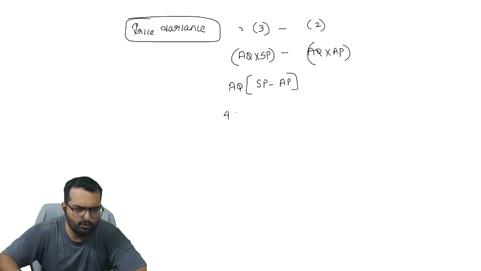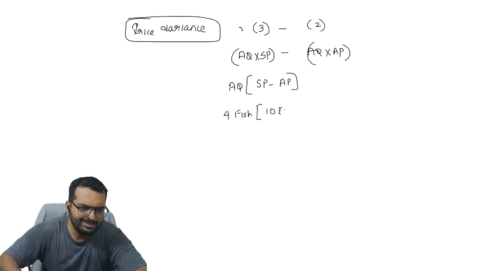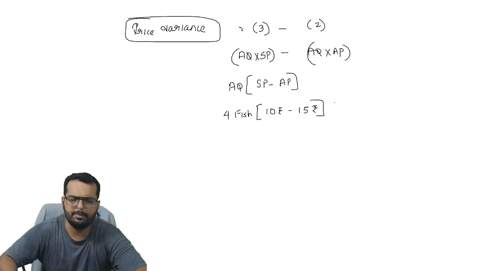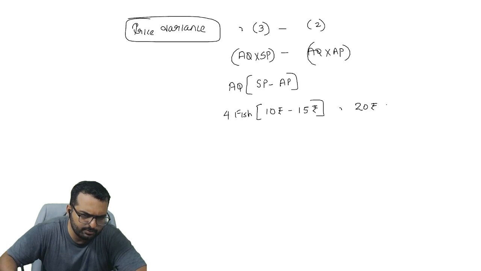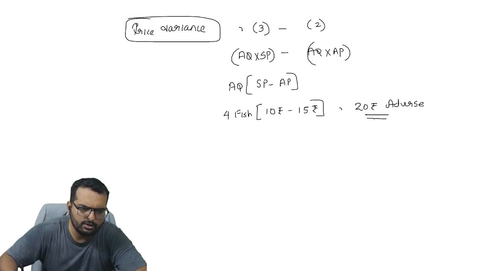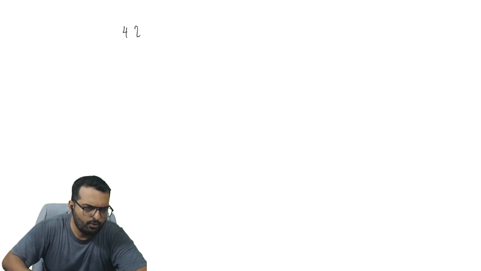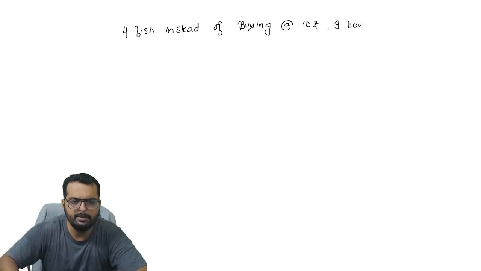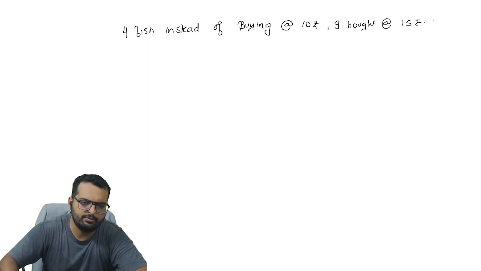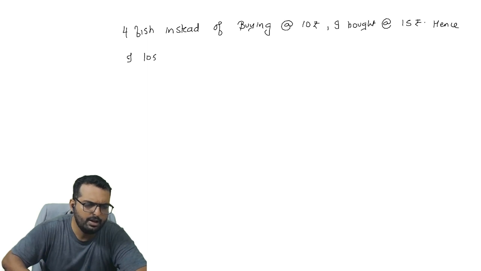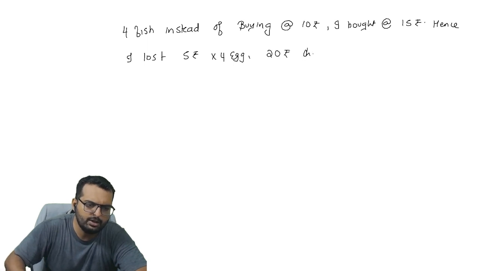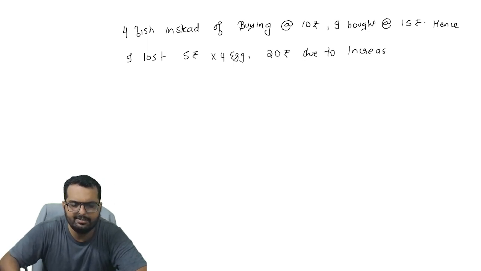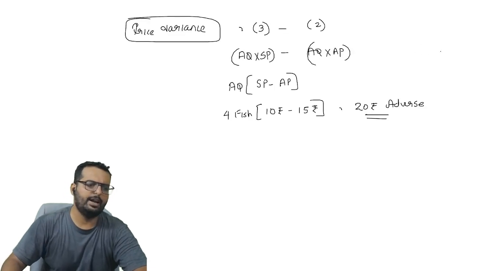So can I say it is going to be AQ into SP minus AP? Correct. So that will be 4 fish multiplied by 10 rupee minus 15 rupees. Am I right? So you get 4 into 5. Do you get the answer as 20 rupees adverse? Okay. Or the logic of this is that, okay, 4 fish instead of buying at 10 rupees, I bought at what price, friends? 15 rupees. Hence, I lost how much money over here? I lost 5 rupees into 4 eggs. That is 20 rupees due to increase in the price. Write down this in your books now, friends.